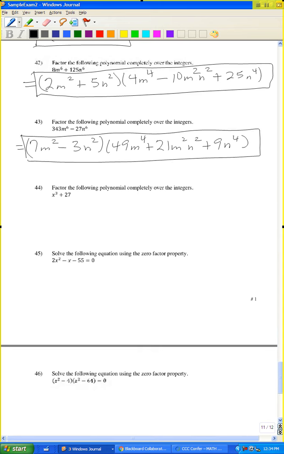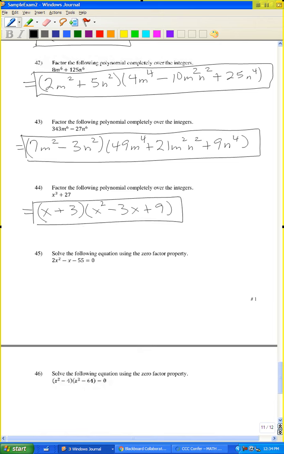Again, another special product formula. Factor the following polynomial completely over the integers. This is a sum of cubes, so the cube root of x cubed is x. The cube root of 27 is 3. x squared is x squared. Change sign. x times 3 is 3x. 3 squared is 9. And you're done. Same formula as you did in problem 42, similar to 43.